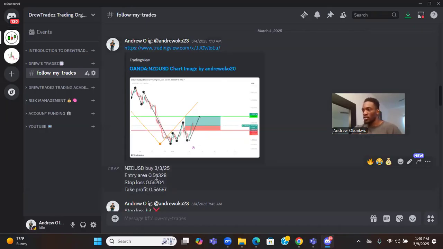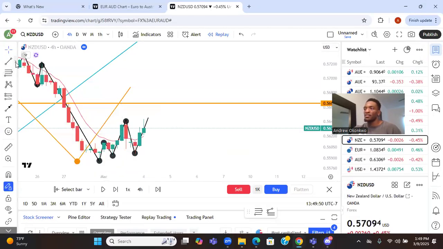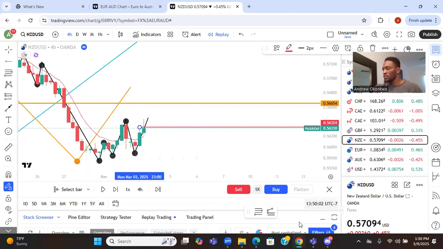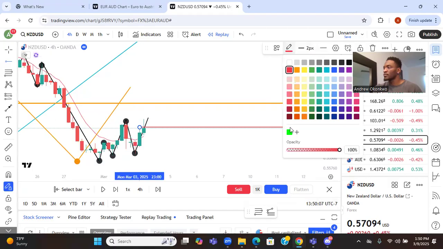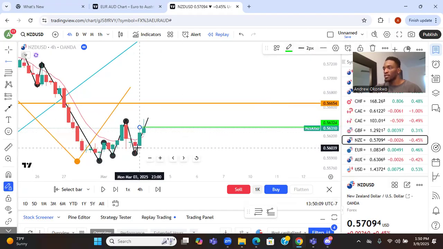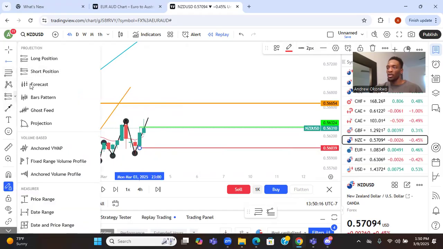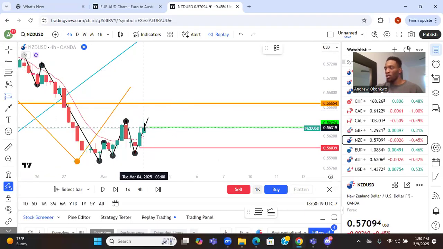Like where it's at right now. So we had entered at 0.56328 here. And then obviously our stop loss was that candle below the candle. Right. So like I said, we know that market could potentially come up into here. We're getting that 1-to-2 ratio out of this.